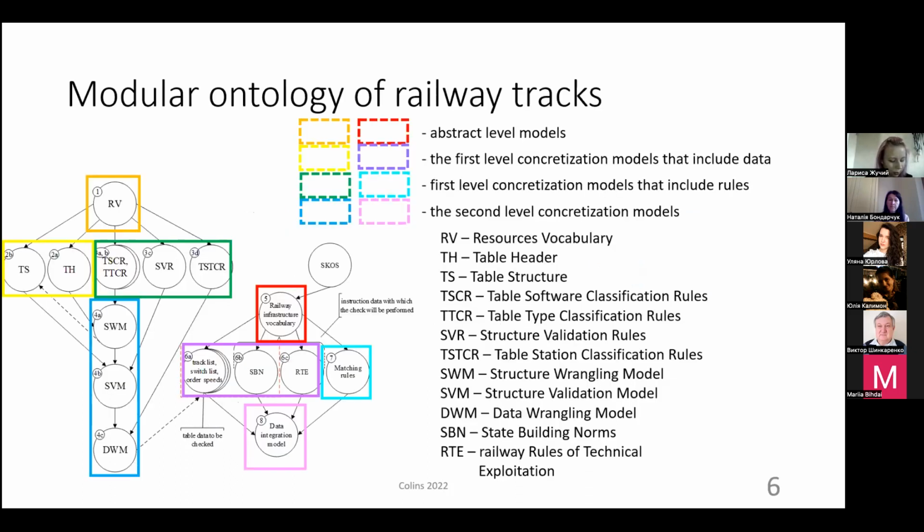We have developed ontologies of 3 levels presented on the slide. The abstract level is represented by a vocabulary. The first level concretization models are enriched with rules and data. T-box of the ontology schemas are completed. Vocabulary classes are associated with instances. In the second level concretization models, rules are associated with a data set. The presence of the second level of concretization makes it possible to form several ontologies based on a single ontology of the first level with the introduction of different data.